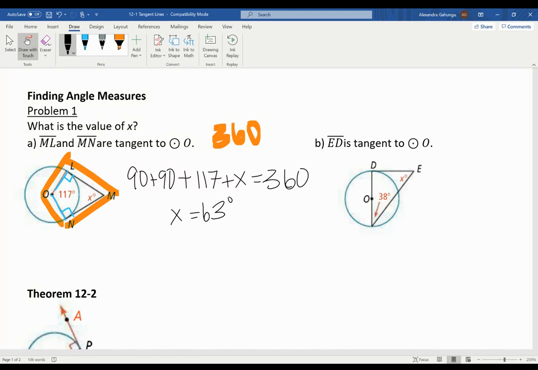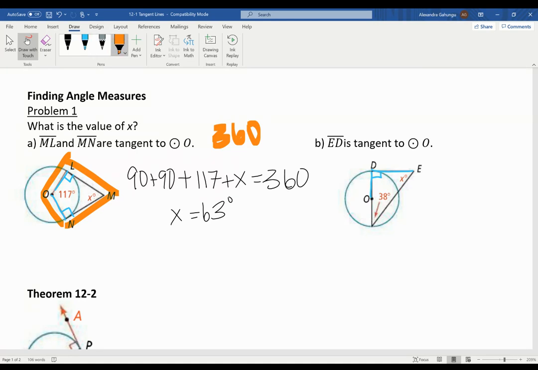All we're trying to do is, now that we know that something's tangent, there's a 90. So we're going to draw that in. So for ED is tangent to circle O, that means that our 90 is ED and the radius right here, so that's our 90.